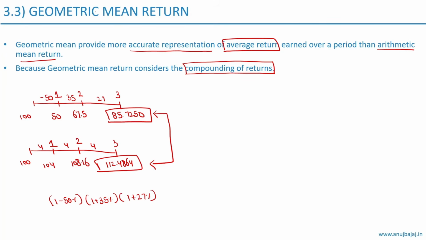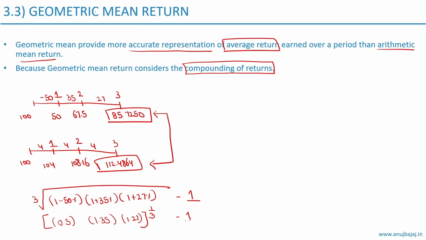So this is the holding period return for the 3 year. Now we want to find the average return, that is return per year. So we will take the cube root of the entire figure and then subtract 1 from it. The cube root can also be written as (1 minus 50%, which is 0.5, then 1.35 and 1.27), raised to 1 divided by 3, and then minus 1.